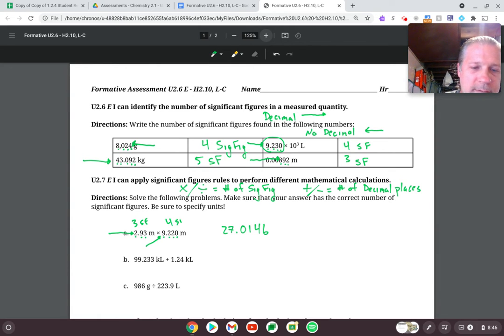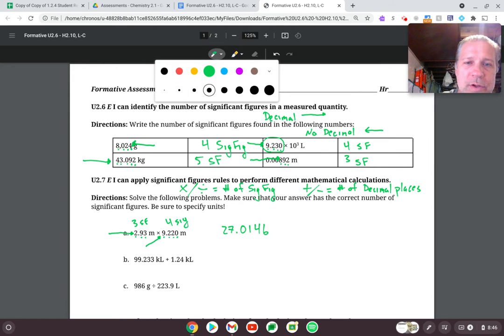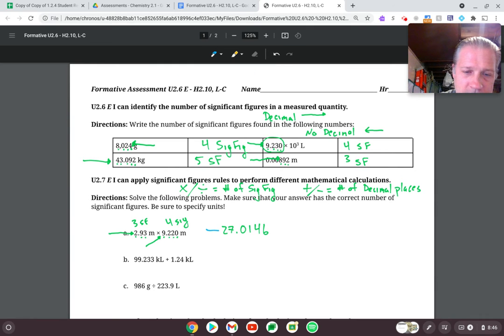So 4 sig figs. So what I'm going to do is figure out the number of sig figs in my answer. And in this case, it has to be the fewest number of sig figs in the problem, which in this case is 3. So I'm going to draw my arrow and count 1, 2, 3. Draw a line, and I see that that 1 cannot round up that 0. So my answer is going to be 27.0. That's the number of significant figures.